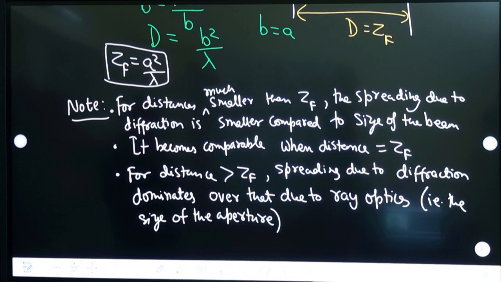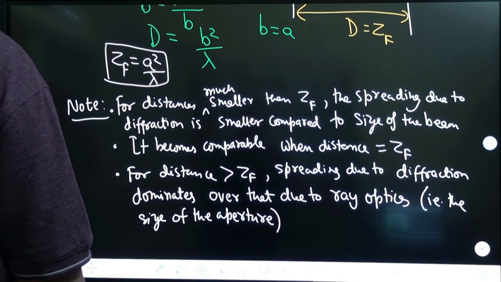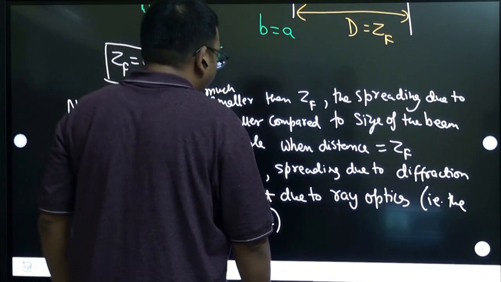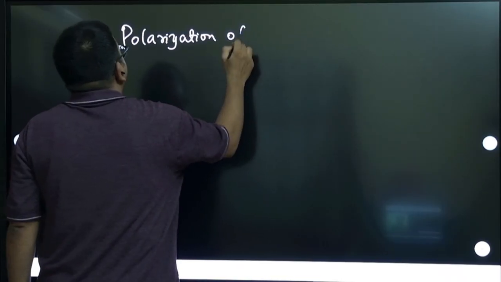So the last topic, let us go into polarization, and with polarization we will finish this chapter. I think this chapter is almost going to get over now. Today we'll finish up this chapter. Polarization of light.